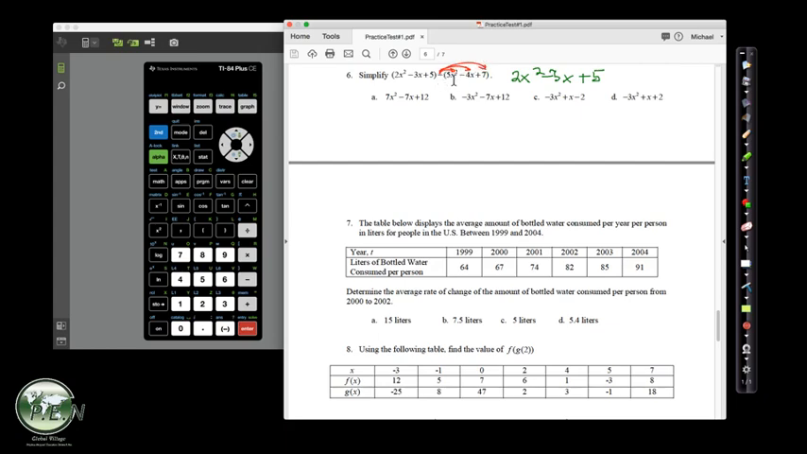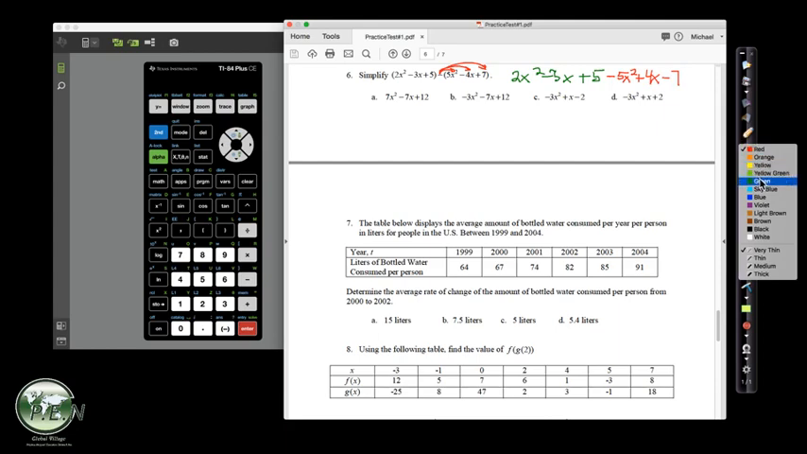Oftentimes they'll put the negative sign on the 5x squared, but they'll forget to change the other two. So what we're going to be doing is negative 5x squared plus 4x minus 7. And if we don't do this, that answer's here too. So we'll think we're right, but we're not.